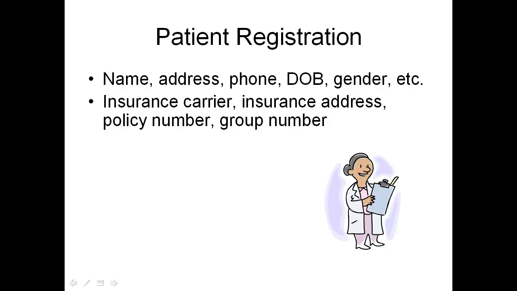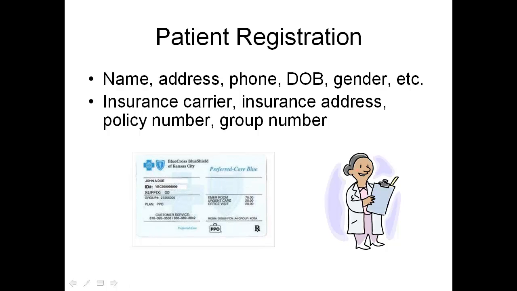So, patient registration. When you go to the doctor for the first time, you're handed a clipboard and asked to fill out a bunch of forms. And along with this, you'll be asked for your insurance card, which they'll make a copy of. So the information that you enter would be the name, address, phone number, date of birth, gender, insurance carrier, insurance address, policy number, group number. And if you're a medical biller, this is the information you pick up from the practice in order to do the billing.